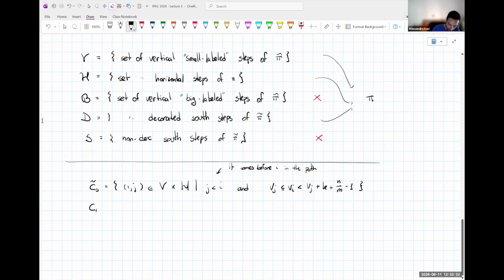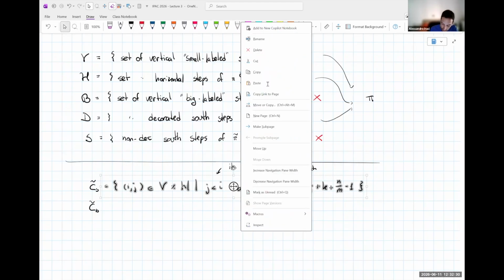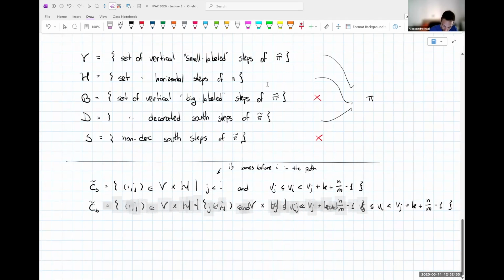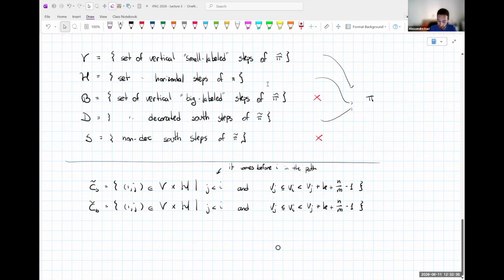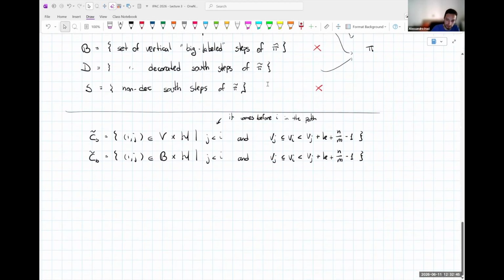And then we do the same for the big steps. It's exactly the same thing. It's the same conditions, same inequality, same everything. I already spent half an hour on this. Amazing. Except the vertical step has a big label. That's the only difference.